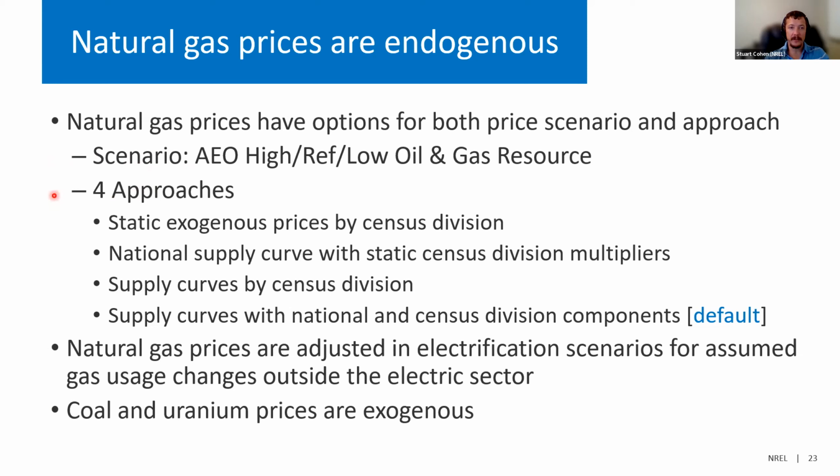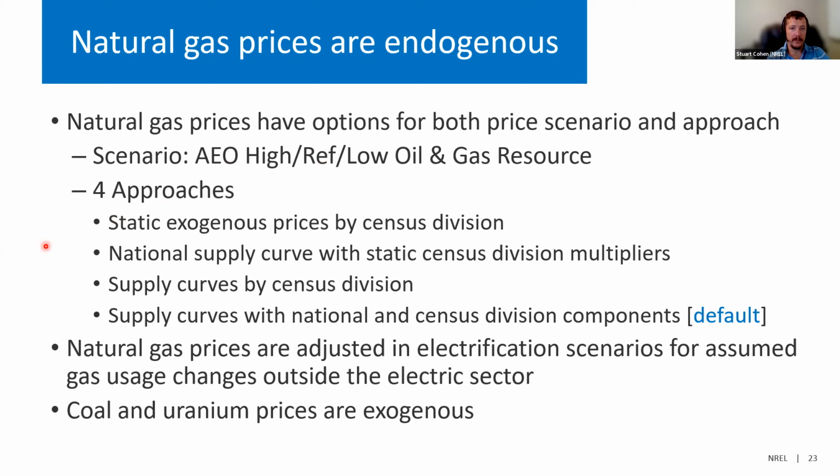But we also have different approaches to representing formation of natural gas prices. ReEDS generally uses a supply curve representation. The way that works is if you choose an AEO case, say the AEO reference natural gas case, and ReEDS over time uses exactly the same amount of natural gas as in the EIA AEO reference case, then the prices will be the same as the EIA AEO reference case. But ReEDS is a different model. It's probably going to do different things.